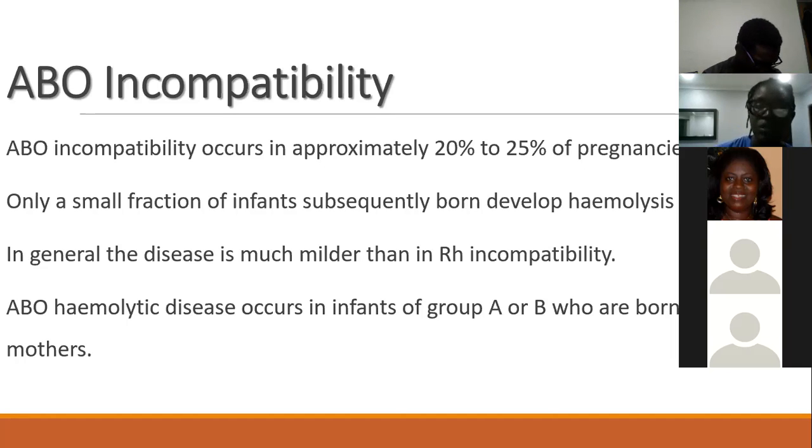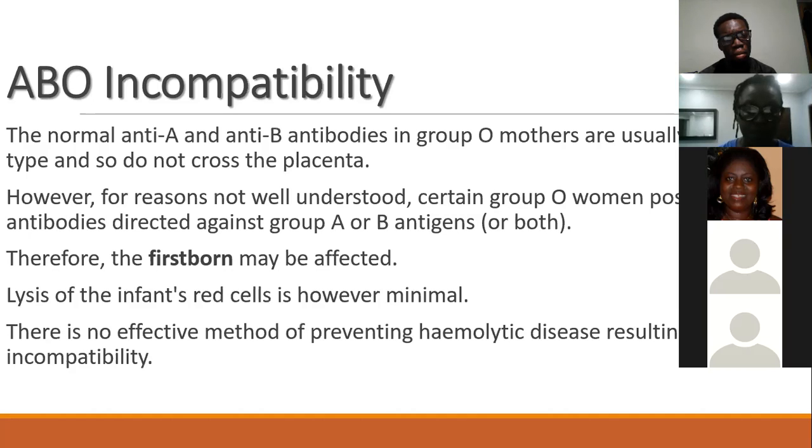For the rhesus, when the positive blood enters the mother, it is now going to cause the stimulation of antibodies. But for ABO, the mother already has the antibodies. So they'll just cross the placenta and go and cause havoc. Okay, so the firstborn may be affected as is stated here.